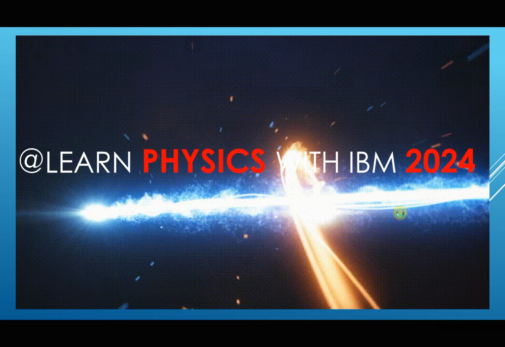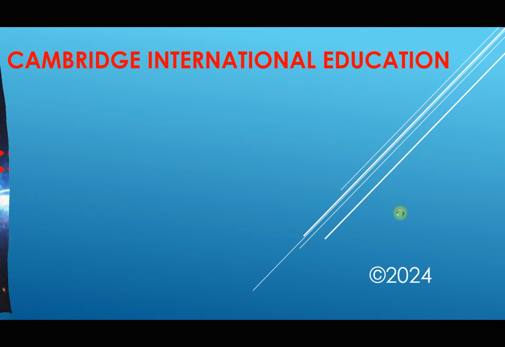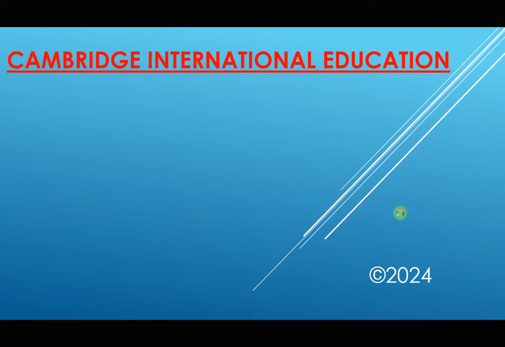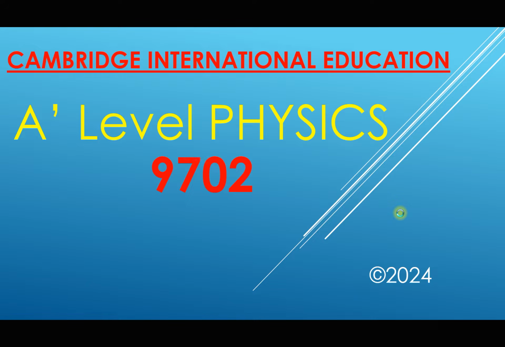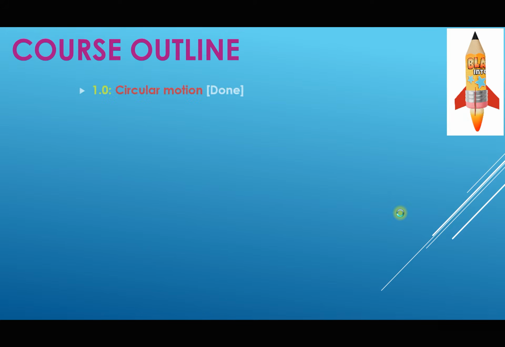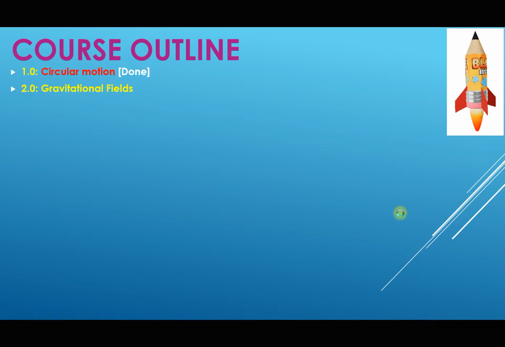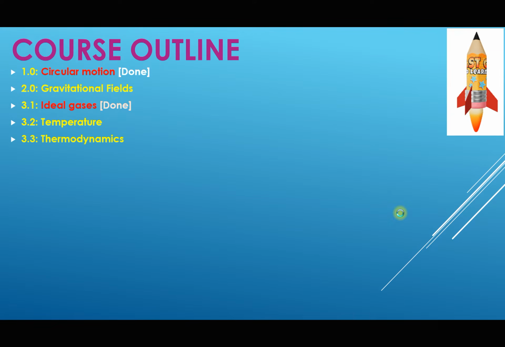So without wasting time, I just want to remind you that this is the Cambridge curriculum. This is physics 9702, that is A-level physics, and this is actually going to be paper 4. Just to remind you of the topics that you are supposed to cover in A-level physics paper 4. These topics include circular motion, which I already recorded, gravitational fields, which I will record later on, ideal gases, which I've already recorded, temperature, which I will record later on, thermodynamics, which I will be recording today.